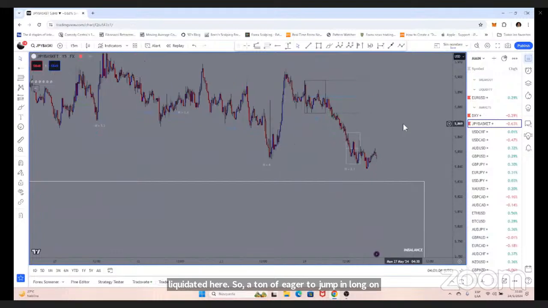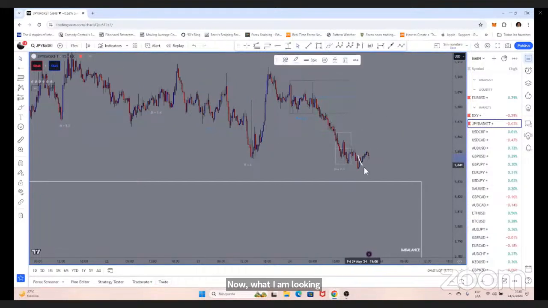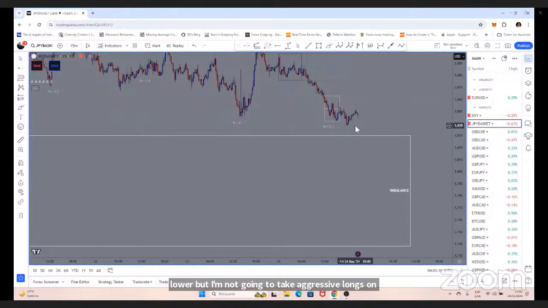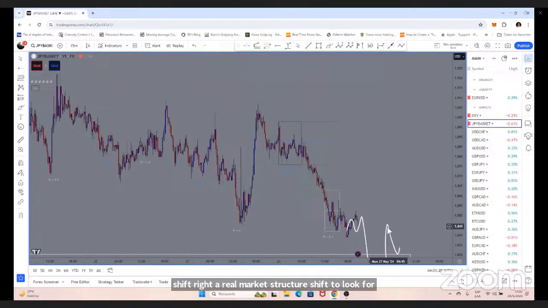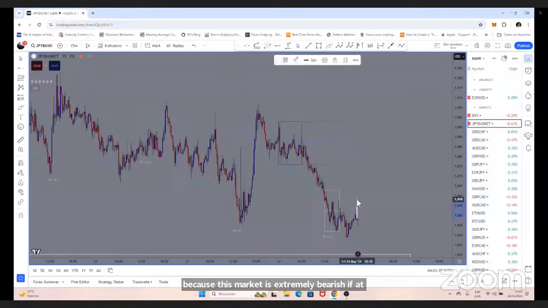Now, what I am looking for is, again, another move lower, but I'm not going to take aggressive longs on this zone because it is a big, big, big zone. So what I'm going to do is I'm going to look for market structure shift, right? A real market structure shift to look for possible longs on a swing trade. But again, because this market is extremely bearish, if at the open we see some bullish volume jump in, most definitely we'll be looking for intraday shorts around these levels.